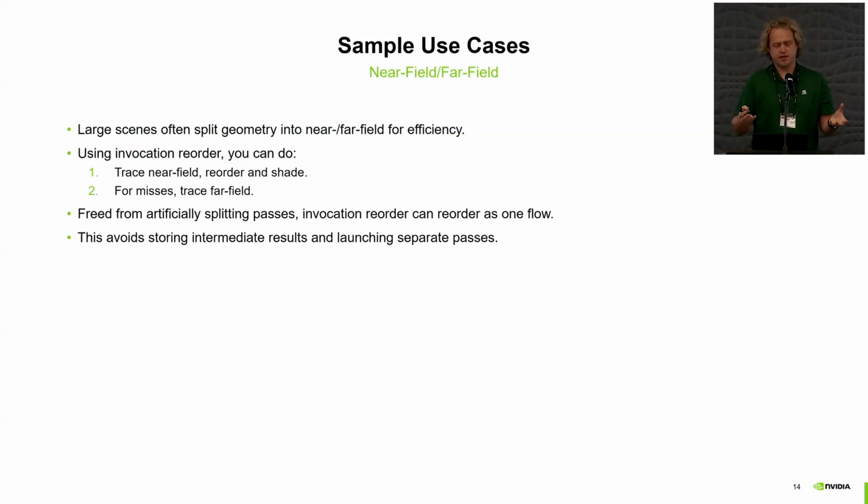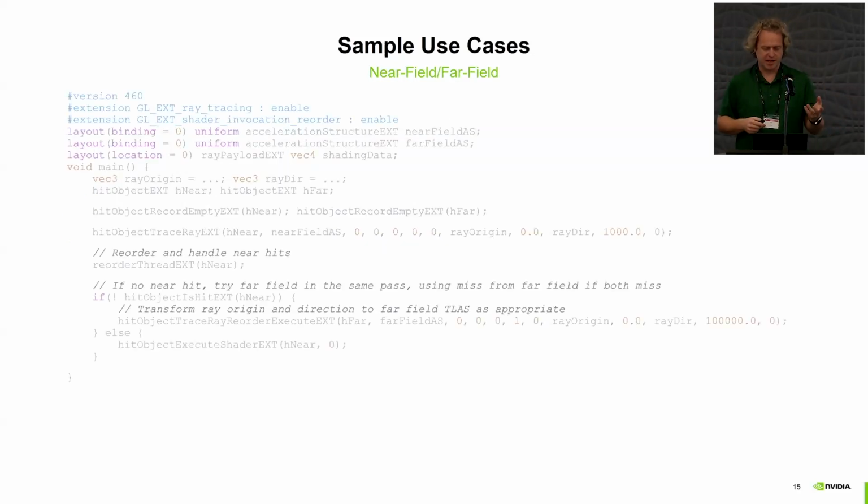So you can trace your near field, reorder and shade the near field rays in one coalesced group, and then for the ones that missed in the near field, sample the far field. Here is, again, a similar example, no loop this time because it's not a path tracer. We're just showing the basic operation of fetching from the two. So you can trace the ray into your near field hit object, reorder based on the information there. And because hit and miss is encoded in the shader ID, that's already going to be included as part of the sort key. And so no extra hint will be required.